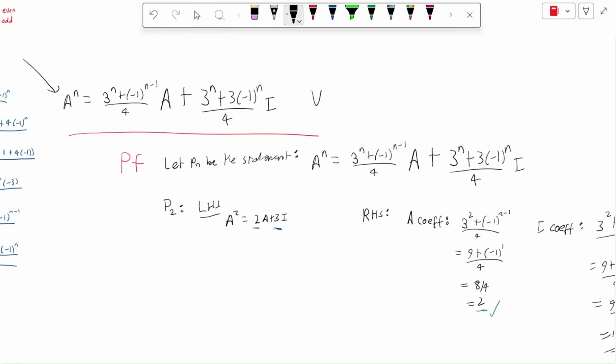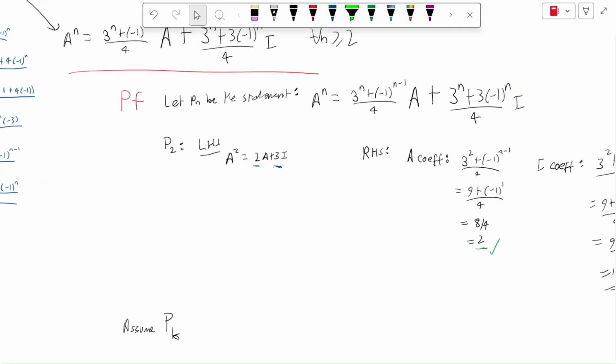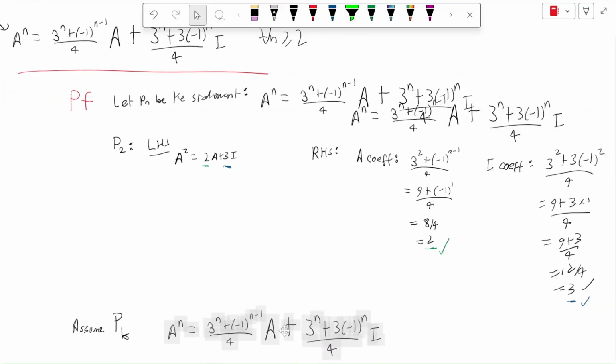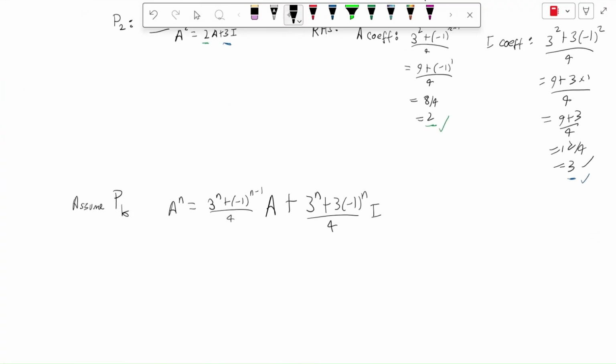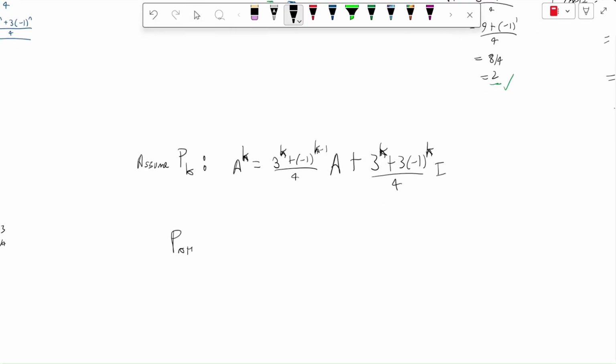So I'm just going to say for all n greater than or equal to 2 to make it simple enough. Well, simple is a stretch. So we're going to assume P(k). So we're going to assume that all this is true, just replacing n with k. So A^k is (3^k + (-1)^(k-1))/4 A + (3^k + 3(-1)^k)/4 I. All right, good. So let's look at P(k+1).